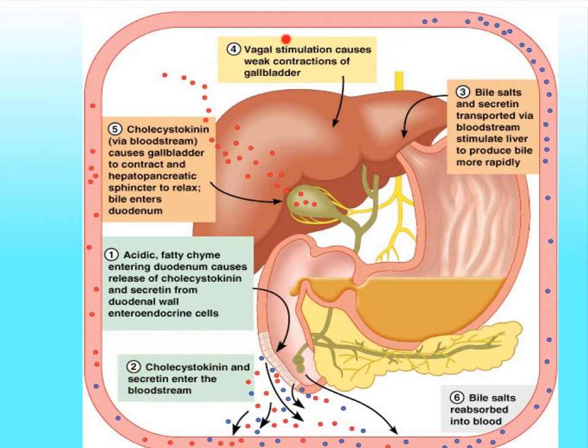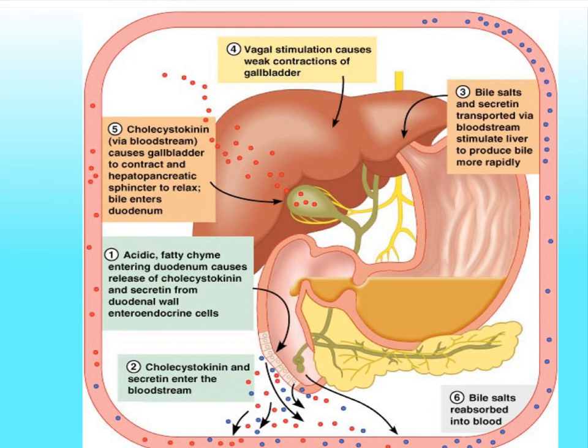There's going to be just some weak vagal stimulation, which causes contractions of our gallbladder, so that bile is released into the cystic duct. Cholecystokinin and secretin are going to stimulate the liver to release more bile. Secretin is going to trigger the release of bile that doesn't have much bile salts in it, while cholecystokinin is going to release the kind of bile that does have bile salts in it. It also causes contraction of the gallbladder wall.